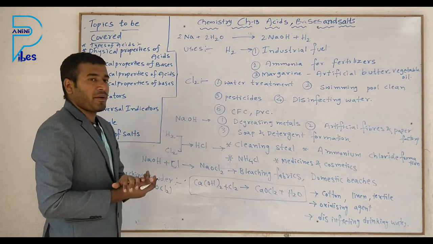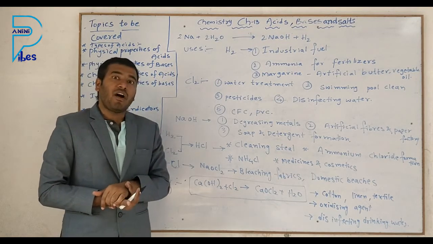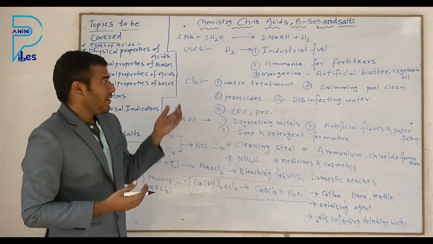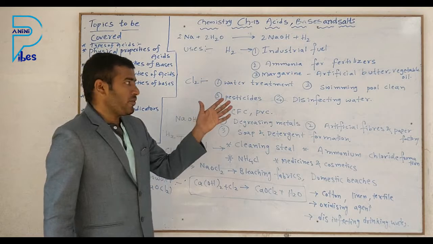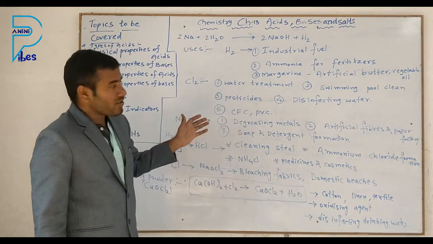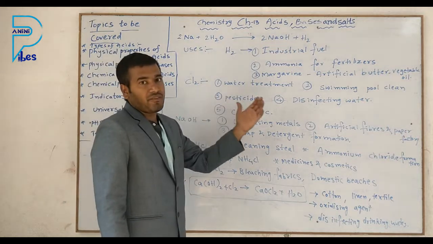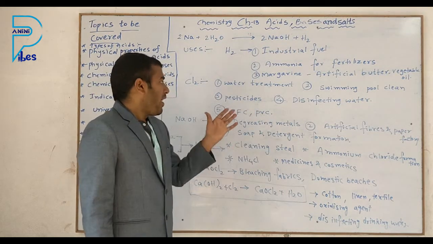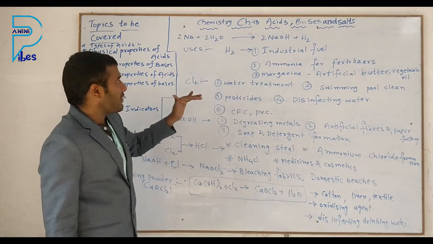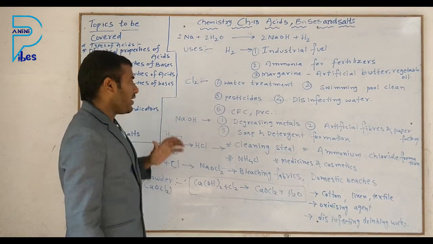Next, coming to chlorine. Chlorine is used in water treatment plants to kill germs and purify the water. It is also used in cleaning swimming pools, in pesticides, and in disinfecting water. Chlorine is also used for chlorofluorocarbons and polyvinyl chloride.